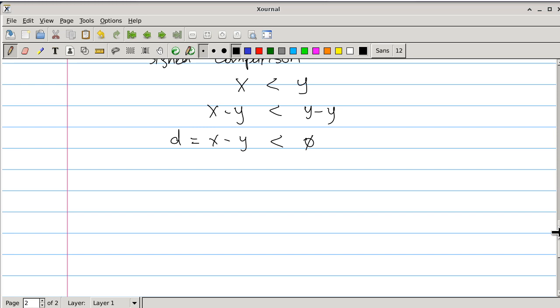Yes? Okay? So now we look at this and say, oh, okay, D, or x minus y, is less than 0 if and only if the sign bit of D is a 1. Is that okay? Because if D is less than 0, then it's going to have a sign bit of 1. So it seems like we have a winner, right? It seems like we can just look at the sign bit of the difference and use that by itself to tell us whether x is less than y signed.